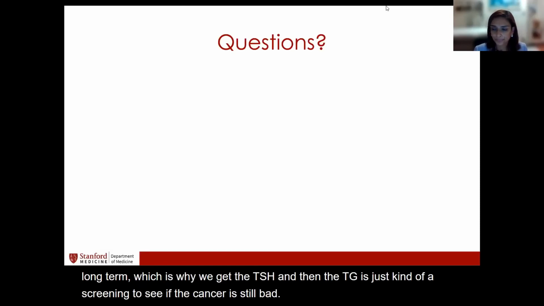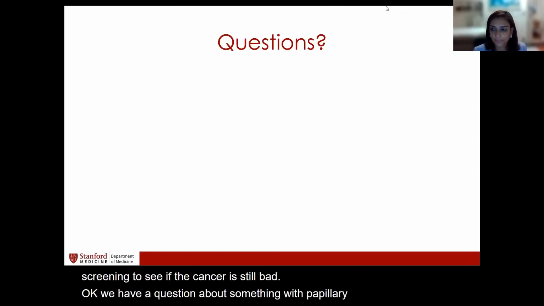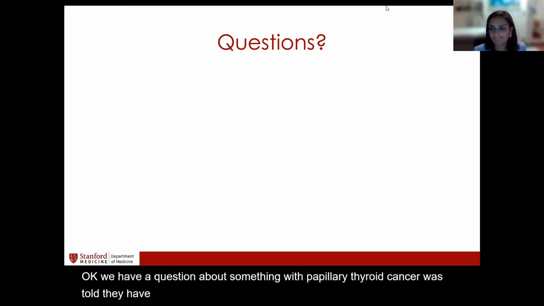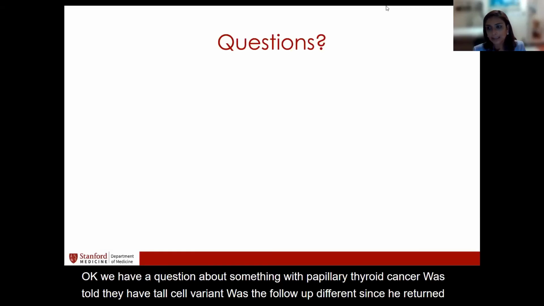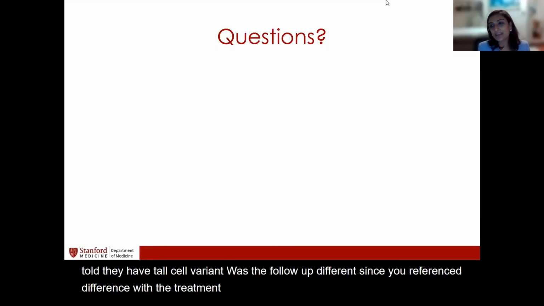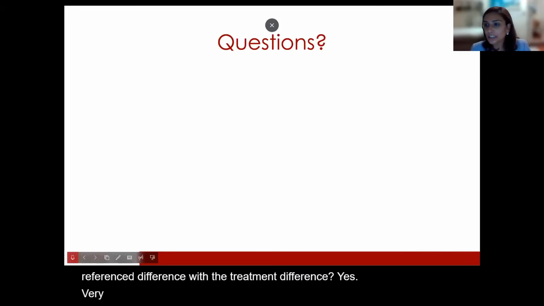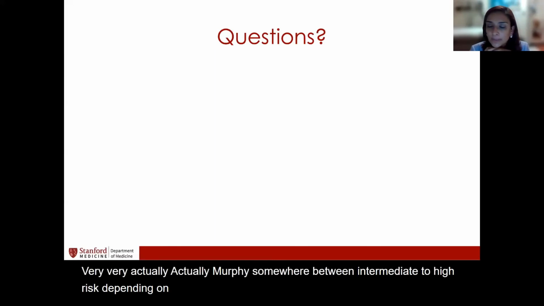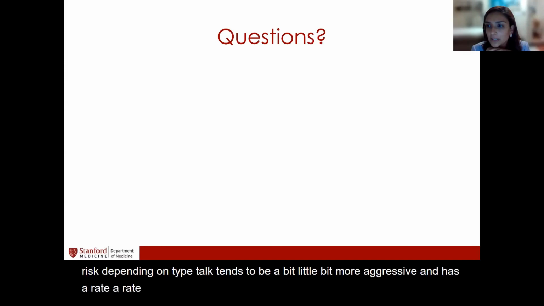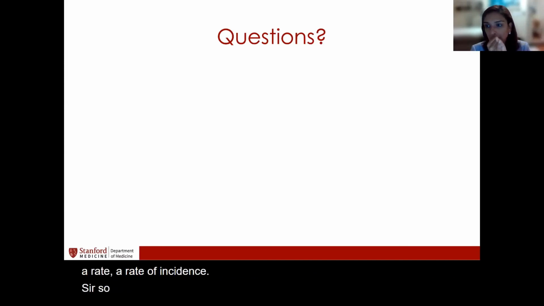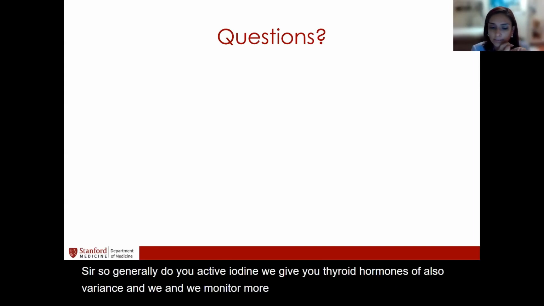Okay, we have a question about someone with papillary thyroid cancer who was told they have tall cell variant. Was the follow-up different? Is the recurrence different? Is the treatment different? Yes. So the variants actually are somewhere between intermediate to high risk, depending on the variant type. Tall cell tends to be a little bit more aggressive and has a higher rate of recurrence for the papillary thyroid cancer. So generally, we do use the radioactive iodine. We give extra thyroid hormone for tall cell variants, and we monitor more frequently for recurrence because they do have a higher rate of recurrence.